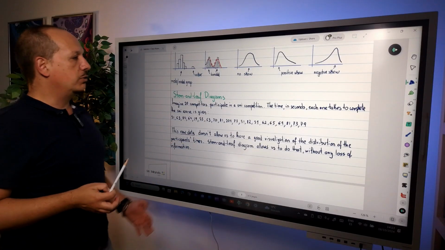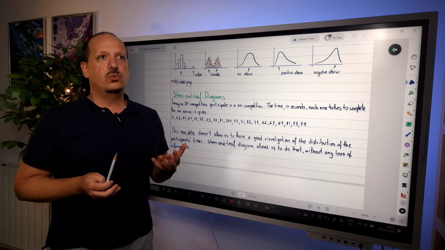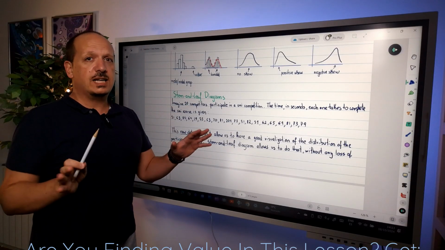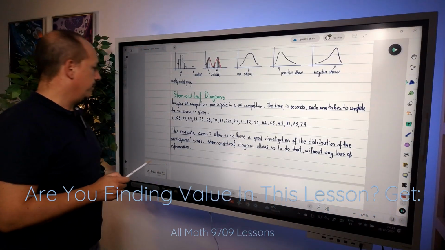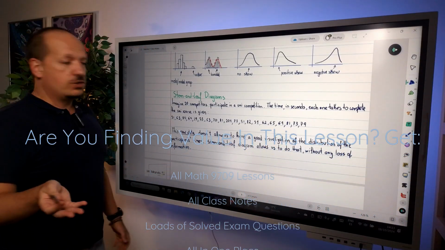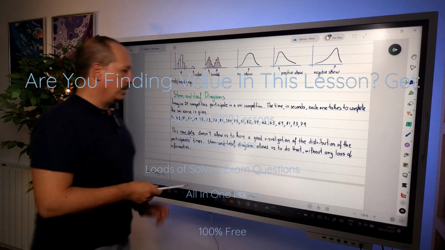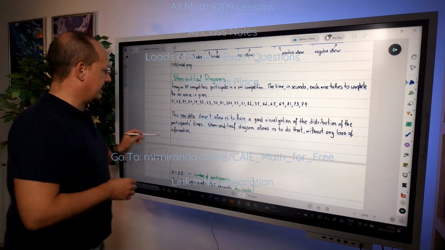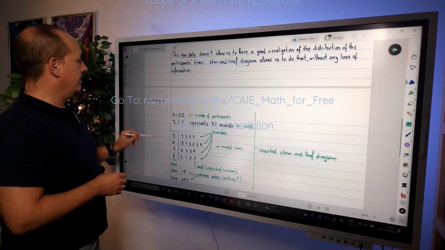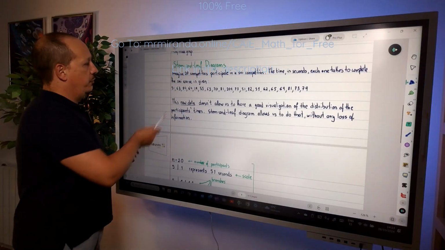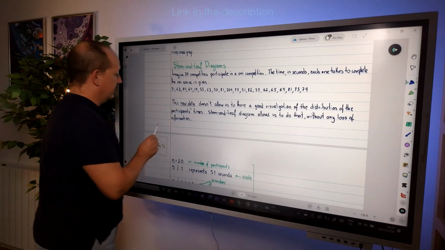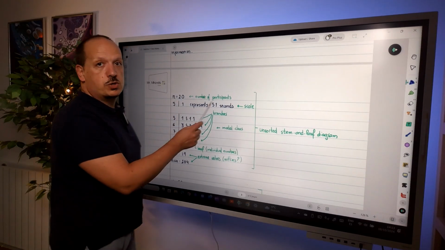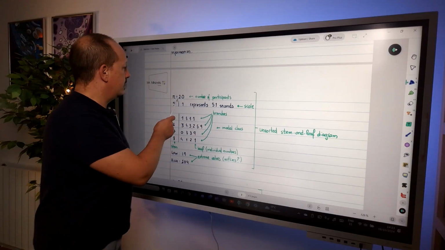So we have to figure out a way to present it in a way that makes sense just at a glance, just by looking at it. And one of these ways is a stem and leaf diagram. What is it? And how could you organize this in a stem and leaf diagram? Well, basically, this is it. If you count, you have a total of 20 data points, corresponding in this case to the number of participants, 20.